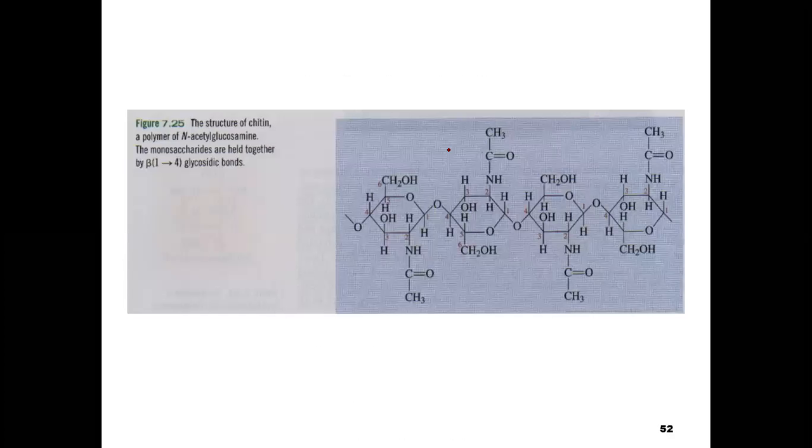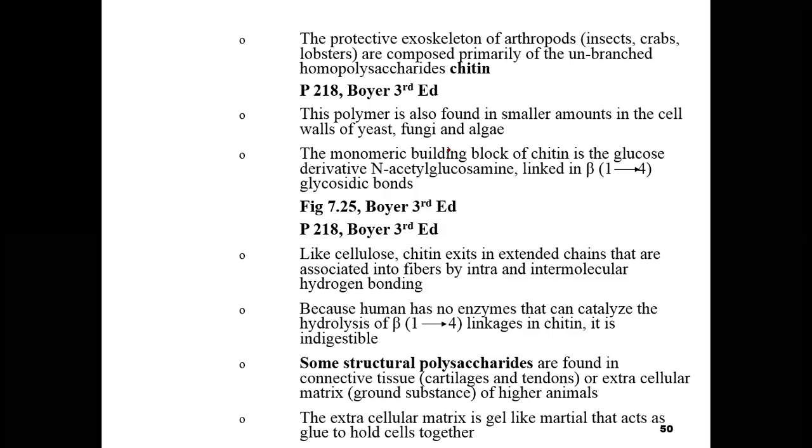These are the two molecules. N-acetyl glucosamines are linked in the chitin in beta 1,4 linkage. Like cellulose, chitin exists in extended chains that are associated into fibers by intra- and intermolecular hydrogen bonds. Because humans have no enzyme that can catalyze the hydrolysis of the beta 1,4 linkage in the chitin, it is indigestible. Because we have no enzyme for the beta 1,4 digestion, we can't digest this molecule.